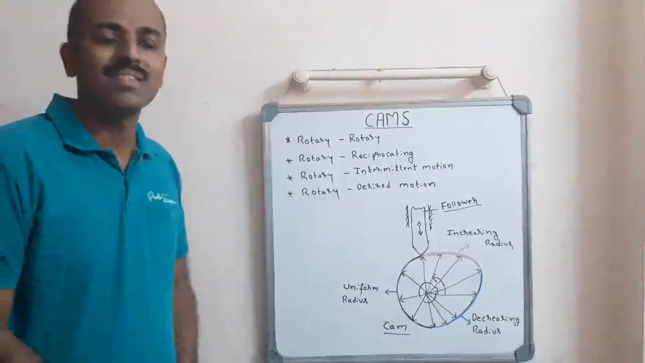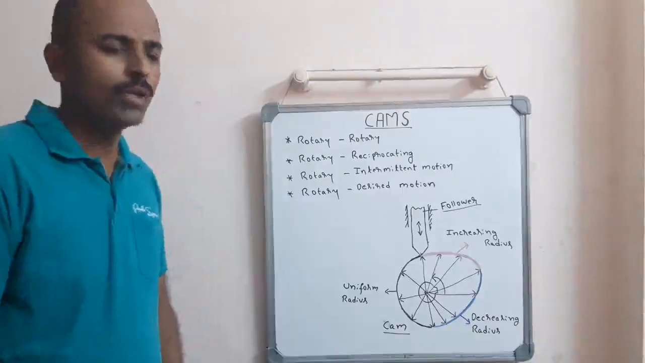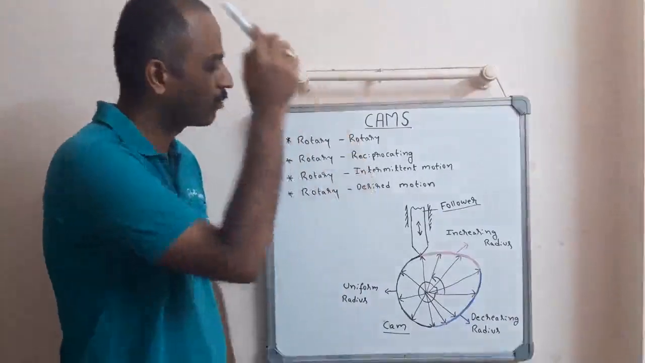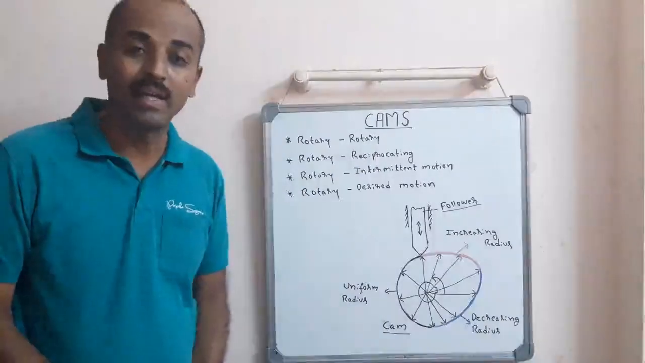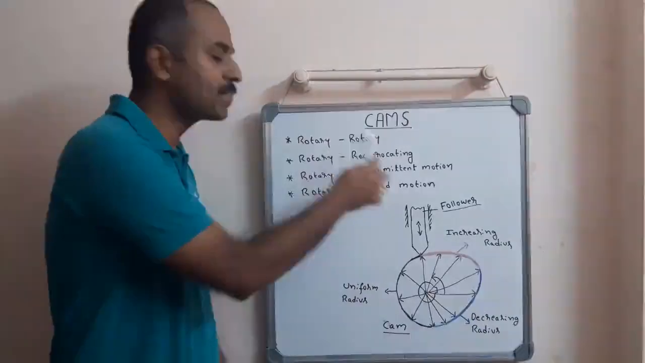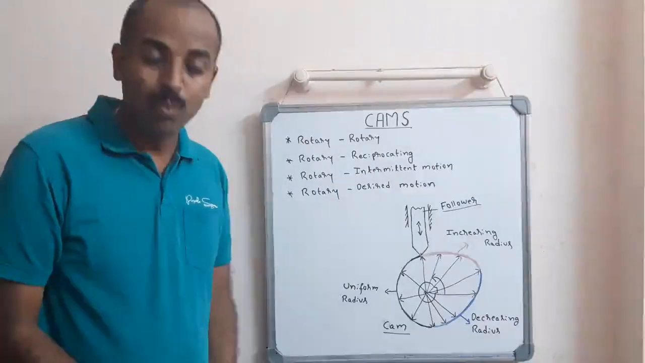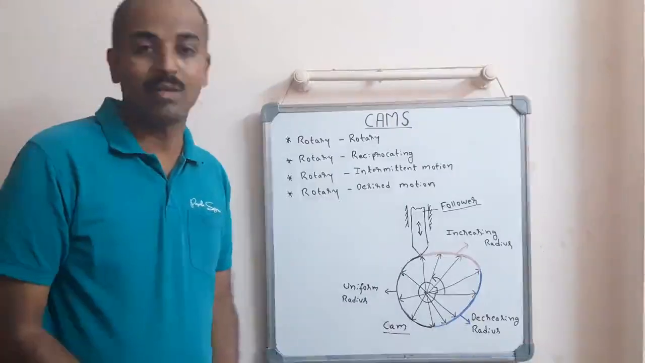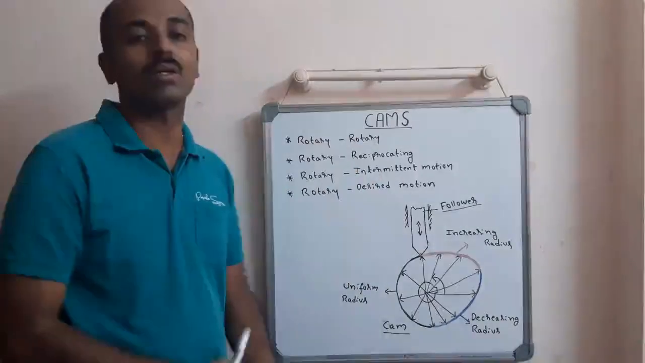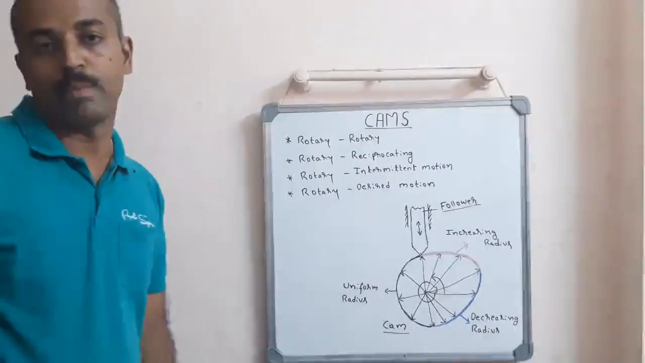Let us study about the machine element cam. We know that in order to convert rotary type of input motion to rotary type of output motion, we have gear drives, belt drives. In order to convert rotary to reciprocating motion, we have slider crank mechanism, bolt and nut, rack and pinion. Then in order to convert rotary to intermittent motion, we have Geneva wheel, ratchet and pawl mechanism.